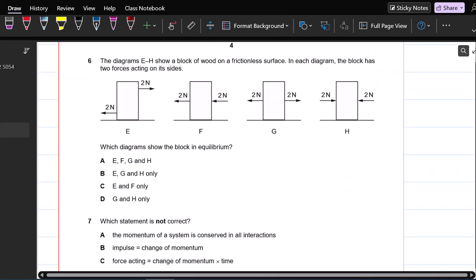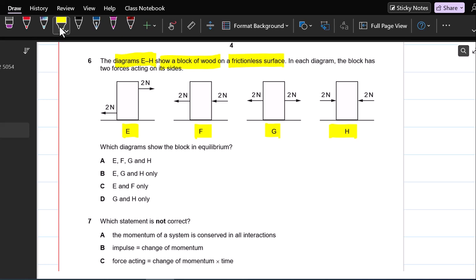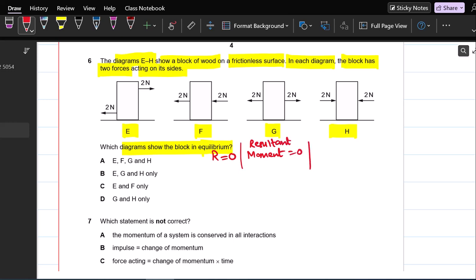Question number 6. The diagrams E, F, G, H show a block of wood on a frictionless surface. In each diagram, the block has two forces acting on its side. So which diagram shows the block is in equilibrium? Equilibrium means the resultant force should be zero, and the resultant moment, or resultant torque, should be zero.